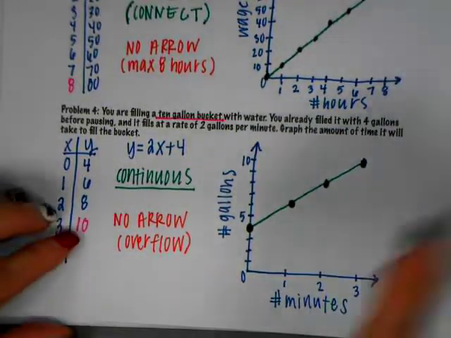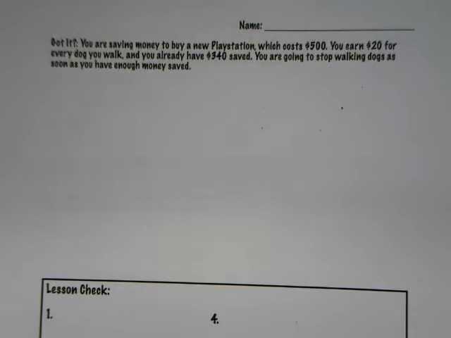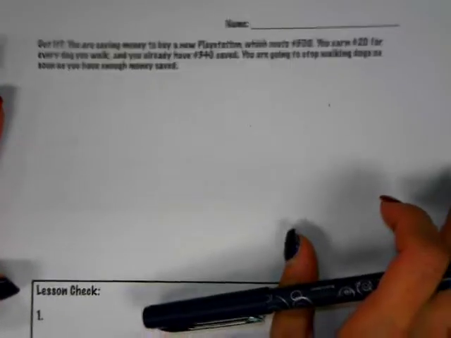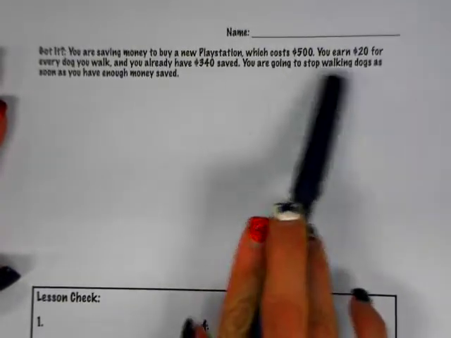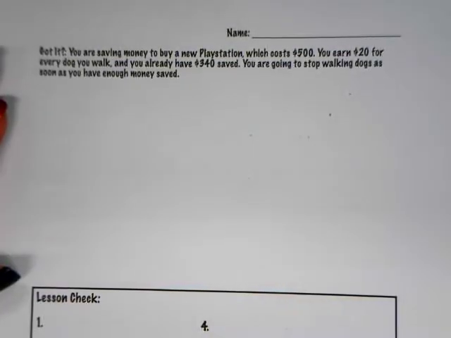All right, we're going to just start, just for the sake of time, okay? All right, you are saving money to buy a new PlayStation, which costs $500. You earn $20 for every dog you walk, and you already have $340 saved. You're going to stop walking dogs as soon as you have enough money saved. So that last sentence right there tells you that you have a maximum, okay? That you're not going to keep going.